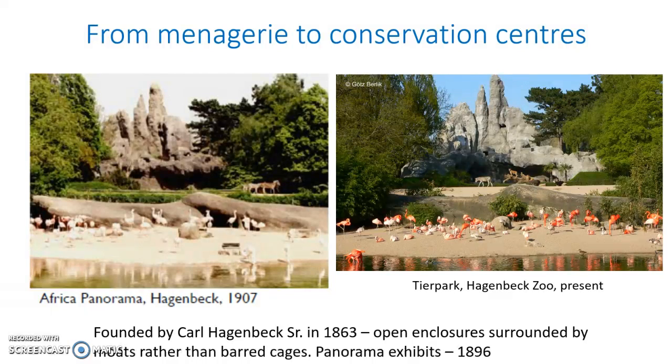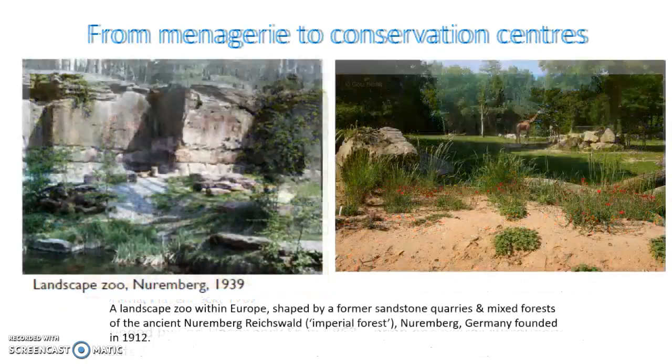This one is founded by Carl Hagenbeck Sr. in 1863. Open enclosures surrounded by moats rather than barred cages. So this is one of the first panorama exhibits in 1896. It is there 1907 and it is still here in Deer Park, Hagenbeck Zoo in the present time.